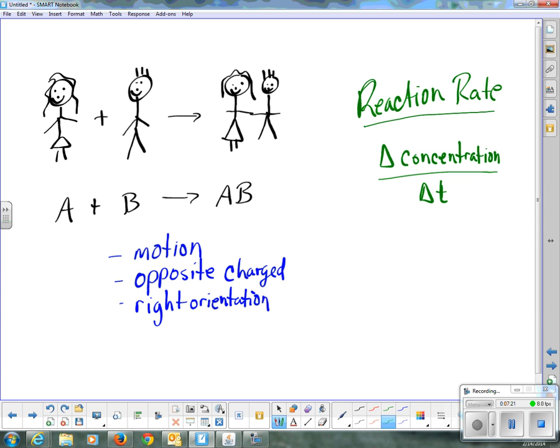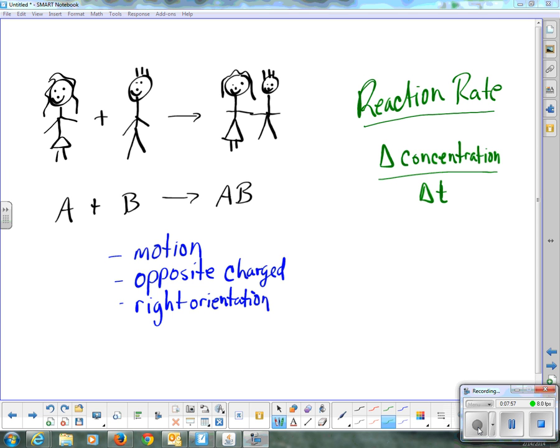Okay, so if I had a classroom full of kids, and I just let them mingle around for a while, eventually some of them would pair off. Now some of them won't, so they'll stay single. So I've got this reaction going. And the change in the concentration of my reactants, or my single girls and my single boys, over the time that I allow them to stay without me supervising, gives me the reaction rate. Okay, so we're going to do a couple of those.